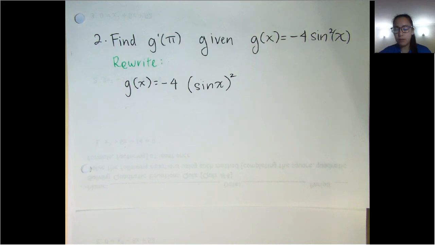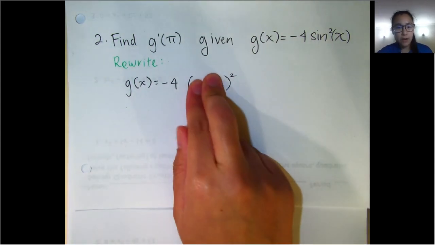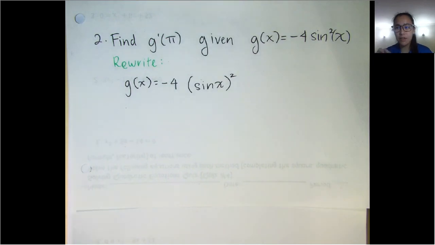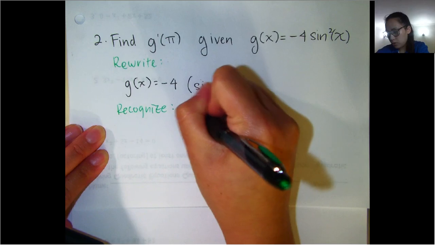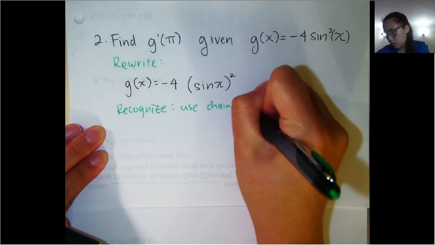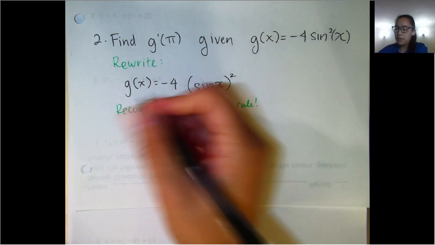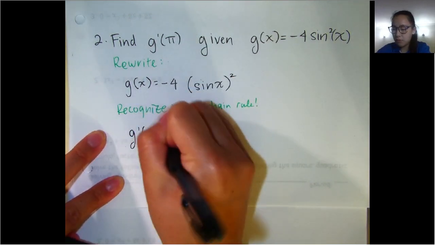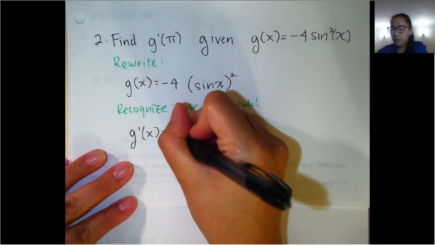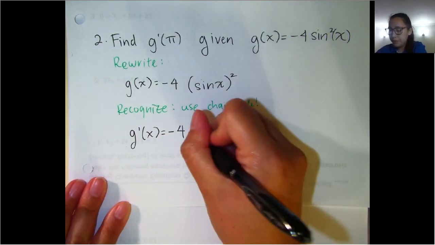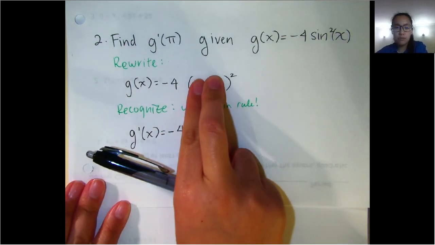As you can see there, there is a function all squared. That means that there's an inside function. This is a composite function, and so you want to recognize that you should be using the chain rule. So we say g prime of x equals, and then we'll carry the negative 4 down because that's a constant. A constant on the outside always stays on the outside. And then we're going to do times the derivative of something squared.